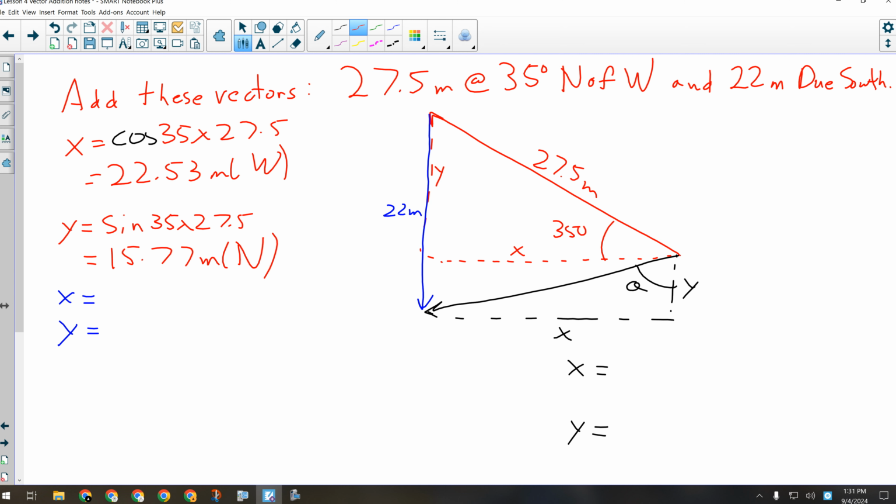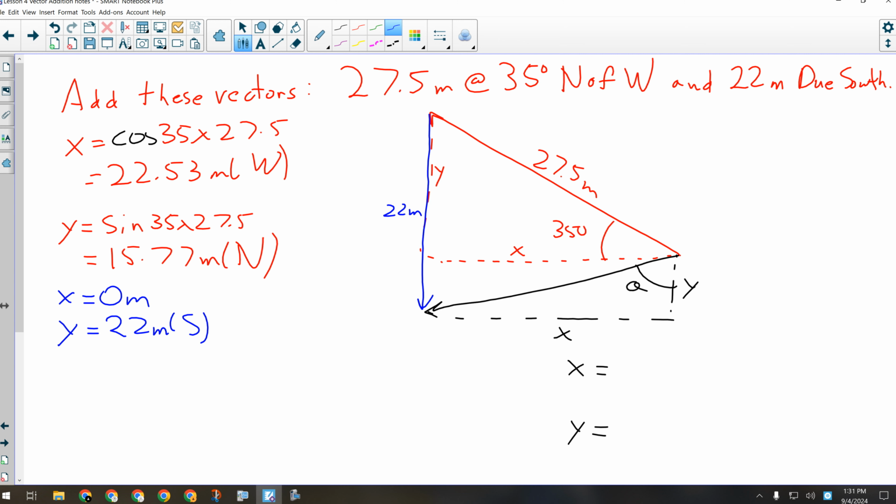Okay, everyone all right with the first one? Okay, now for my blue line, it's due south. What is its x component? How far does the blue line go east or west? 0. Yeah. Okay, if you have a vertical or horizontal line, they only travel in one dimension, either the x if it's horizontal or the y if it's vertical. All right, and that means that the y is 22 meters south. Okay, I don't have to do any trig because there's no triangle. All right, everyone with me so far?